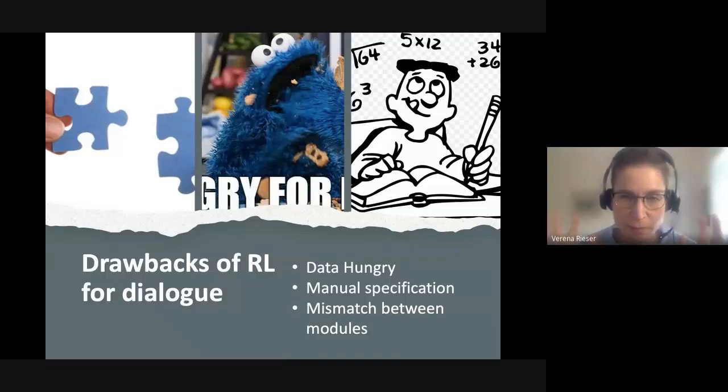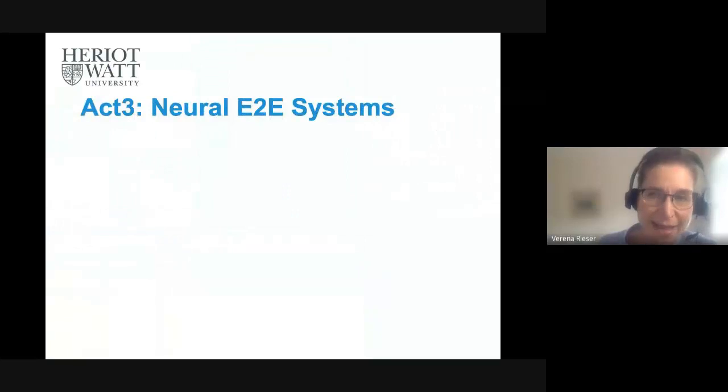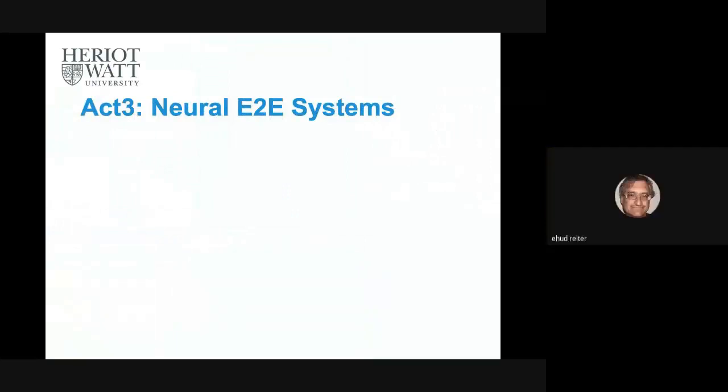We had a big European project between our group doing the NLG and Cambridge doing the dialogue management, and it just didn't work when you stuck it back together. So as you can imagine, the next act then somehow solved some of these problems.